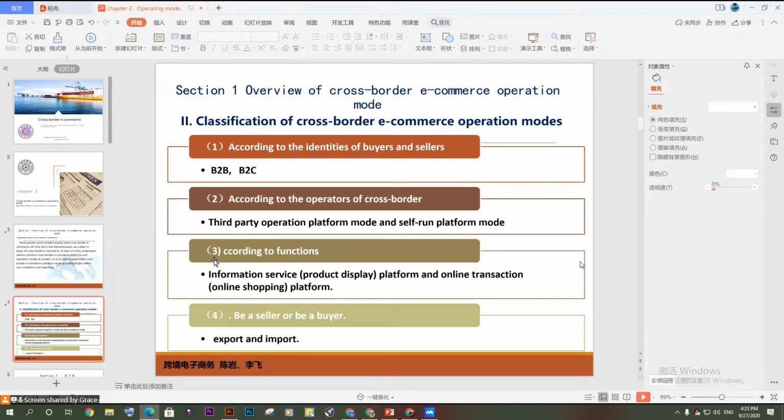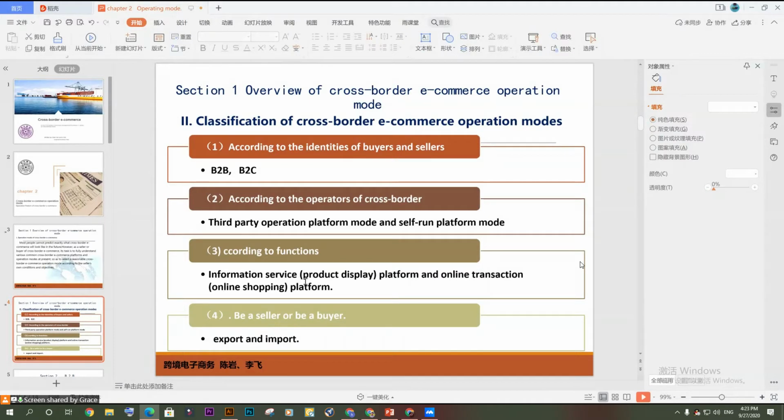According to functions, the different functions of the platforms, there are two different types of platform. One is the information service platform and the other is the online transaction platform. And there is some explanation about this. If it is an information service platform, that means it has the function to display the products.